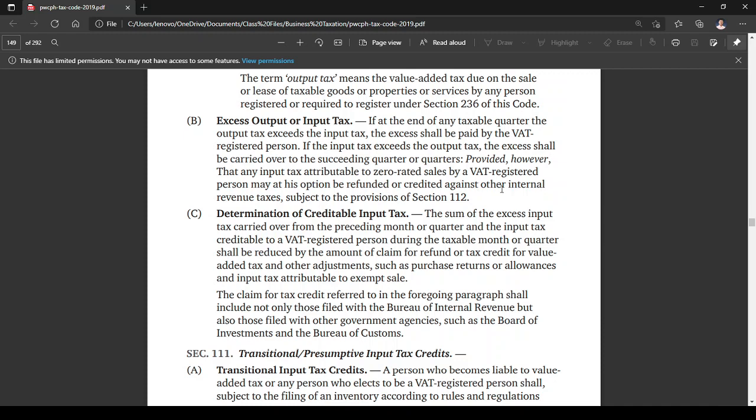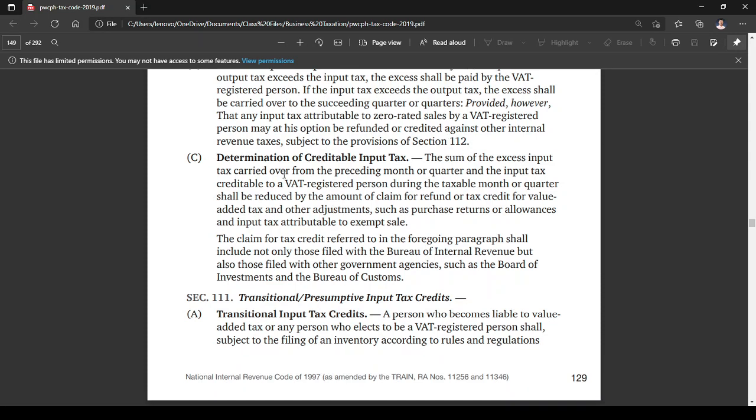So kung meron man siyang income tax, right, pwede niyang i-deduct yung input tax na yon sa income tax niya para matanggalan yung income tax. Pero hindi lang yun limited sa income tax. Pwede niyang i-credit yon sa any other type of taxes. So kung meron man siyang donor's tax, right, at mga estate tax, mga ganun, pwede niyang i-credit.